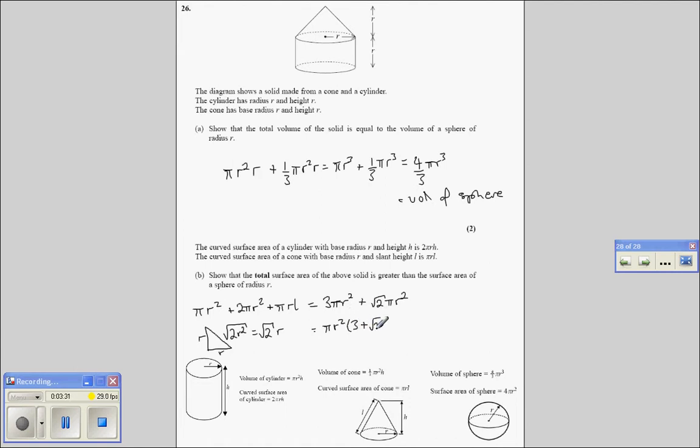Now because 3 plus the square root of 2 must be greater than 4, because the square root of 2 is greater than 1, we can write that this is greater than 4 pi r squared, the surface area of a sphere.